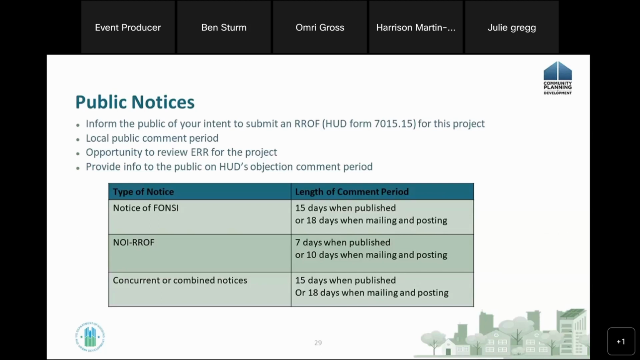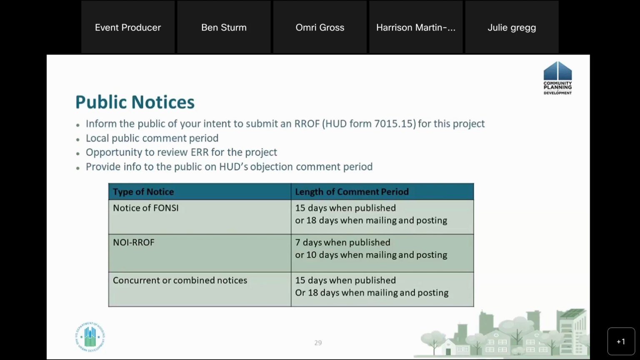In addition to notifying the public about your intent to request a release of funds from HUD, public notices are also required in circumstances where an environmental condition was identified during the review and the responsible entity has to inform the public and provide an opportunity for the public to weigh in on the findings. The notice of FONSI is a notice of finding of no significant impact for a project. The FONSI comment period is 15 days when the notice is published in a local newspaper or 18 days when mailed and posted.